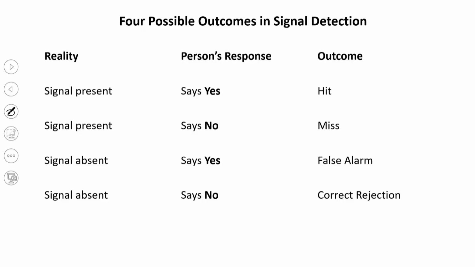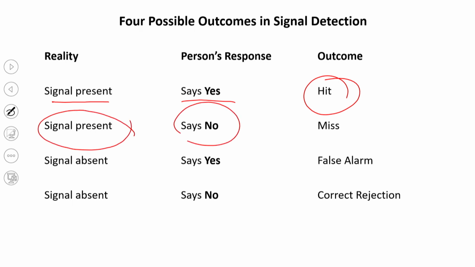What are these four possible outcomes? Let us say when a signal is present, meaning a stimulus is actually present in the environment, and you say yes, I can notice it. It is present and you are correctly reporting it, then it is called a hit. The second outcome is that the signal is present, but you say no, you are not able to detect it, for whatever reason. Then it is called a miss. Your report is not correct: the signal is present, but you say you cannot detect it. Even if it is above the threshold, it is a miss.